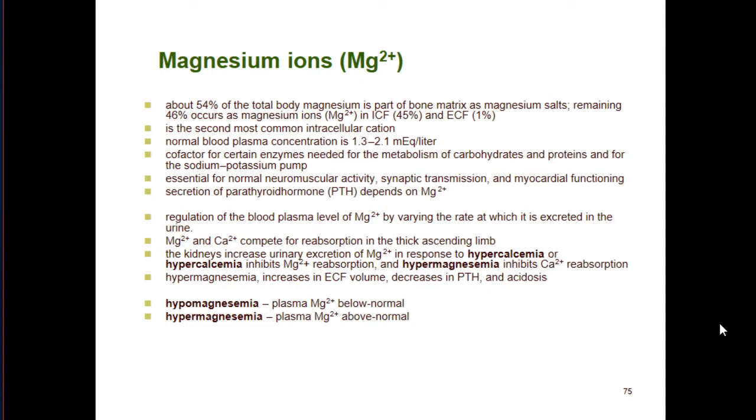One more ion deserves to be mentioned, magnesium ions. About 50% of the total body magnesium is part of the bone matrix, and the remaining part occurs as magnesium ions mostly in cells and very little in extracellular fluid. It is the second most abundant intracellular ion.